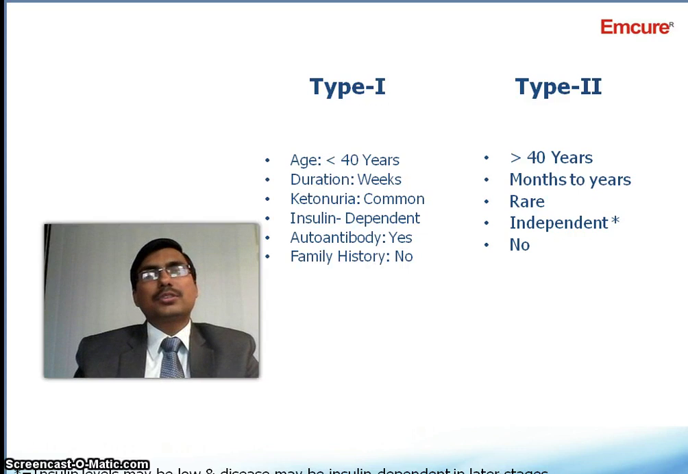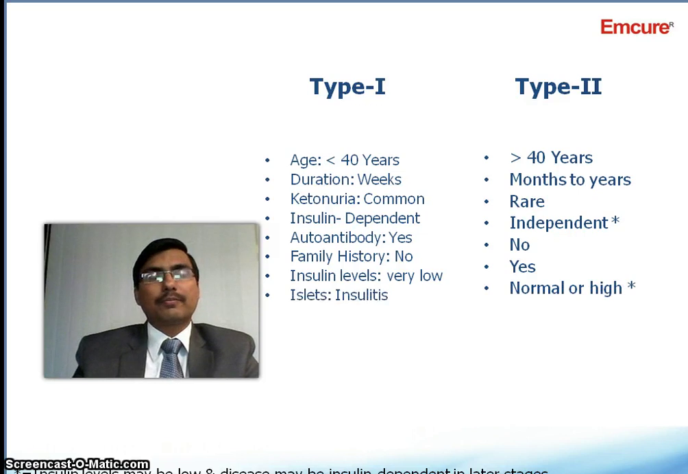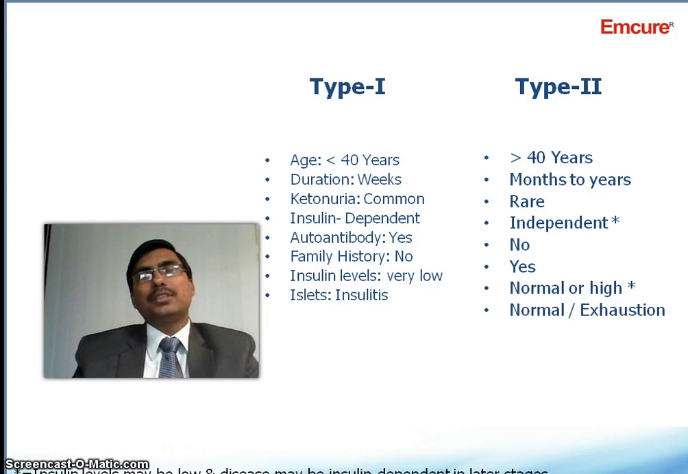Most of the times, family history is absolutely missing in type 1 diabetes, but in type 2 diabetes, as it is genetic, most of the times family history is very common. In type 1 diabetes, the insulin level, the body's ability to produce insulin, is very low, but in type 2 it is either normal or sometimes high. Islet cells are inflamed, that is insulitis, but in type 2 diabetes it is normal or exhausted.